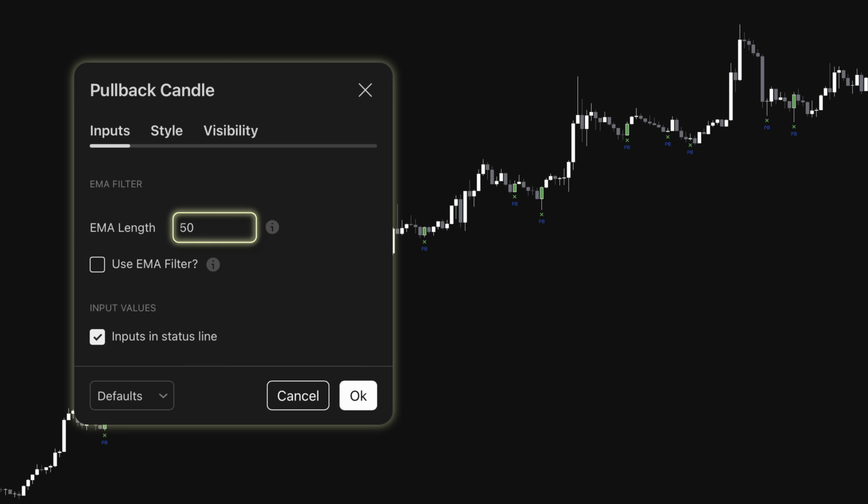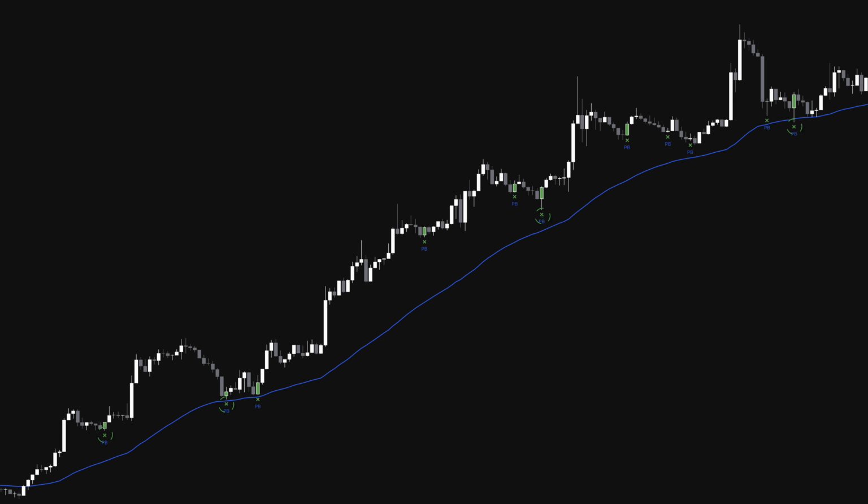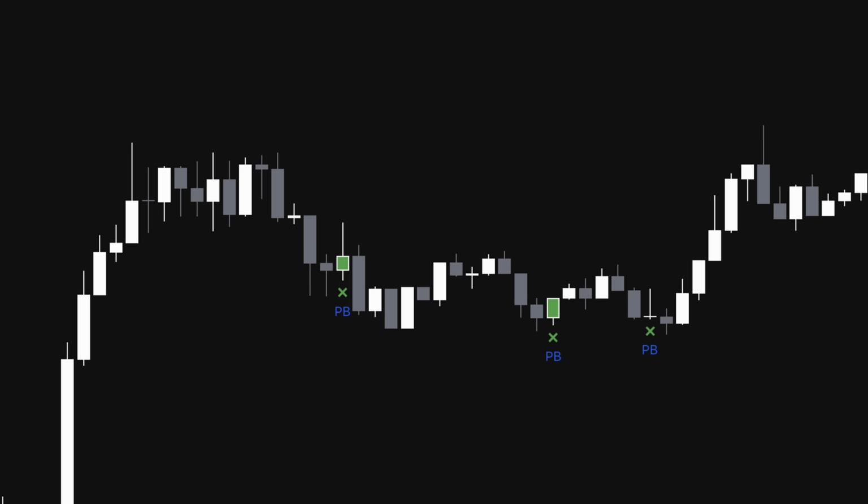An optional EMA filter adds directional bias, allowing traders to focus on pullbacks within established trends. When activated with the default 50-period setting, it only triggers signals when price remains above the moving average, filtering out counter-trend setups. The visualization places small green crosses below qualifying candles while coloring the entire bar green, making pattern recognition straightforward.